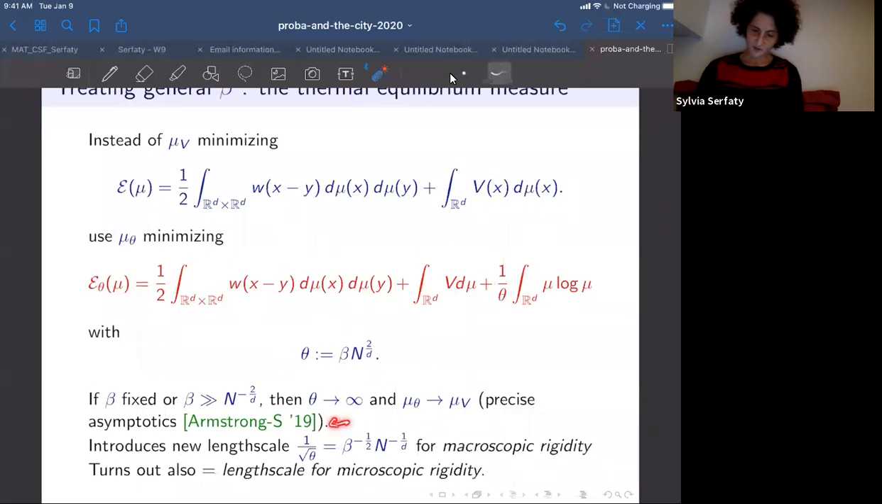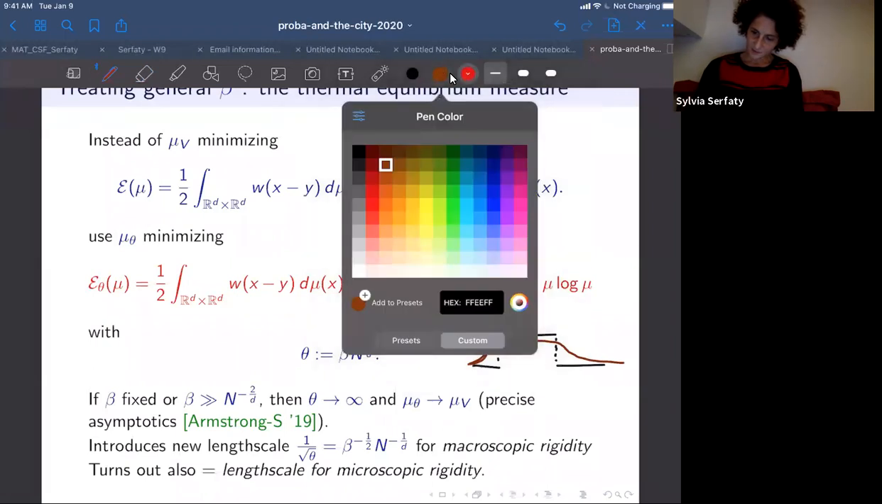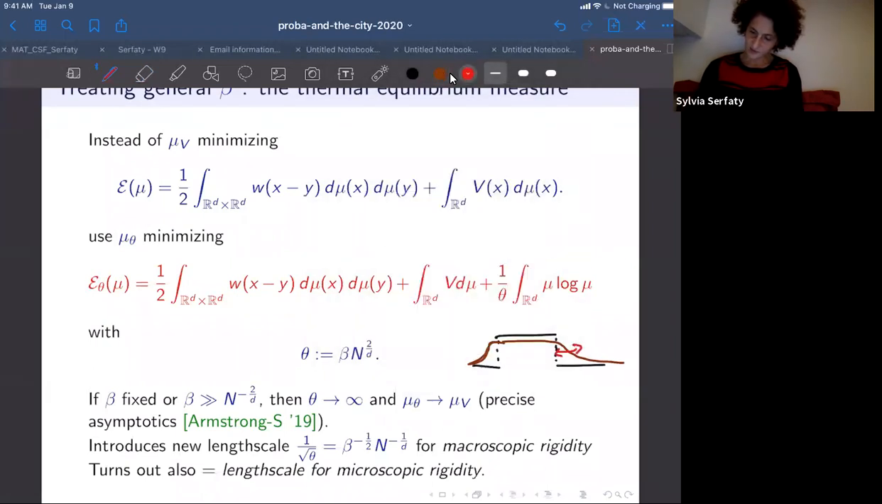We obtained some precise asymptotics with Scott Armstrong on this convergence. But you know, mu v is something that's compactly supported. So let's say, seen from the side, the density is something like this. But mu theta is something that has tails, right? So it's not compactly supported. It has these exponentially, my drawing is terrible, but it has these exponentially decaying tails. And the length scale of the transition here, we prove, is 1 over square root theta. Okay, so as soon as theta is very large, this is very small.